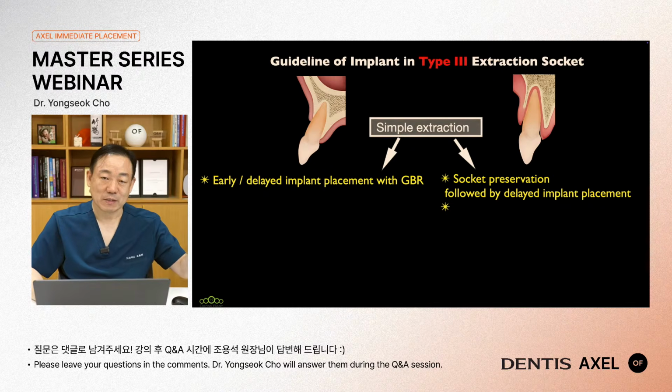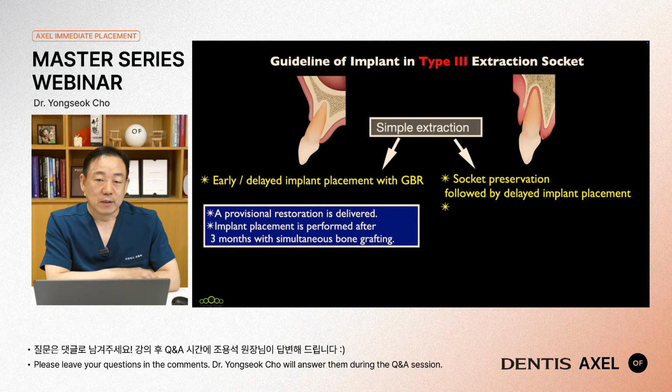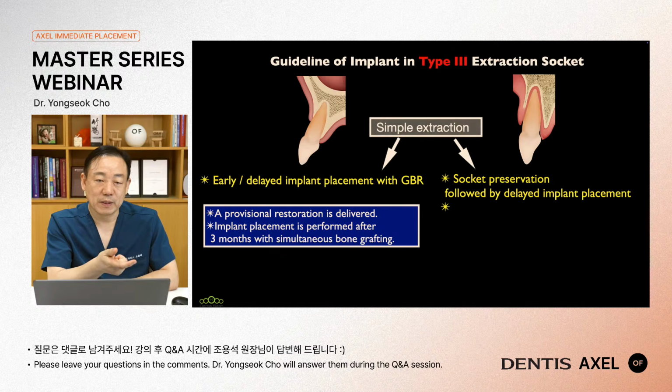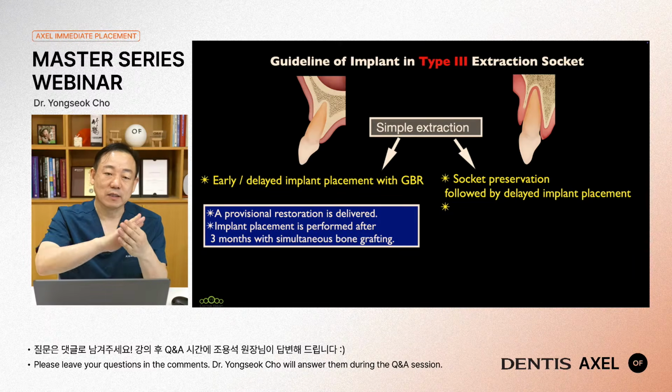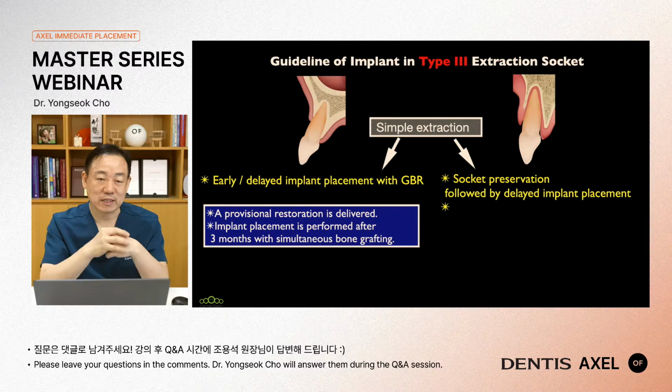On the left side here, after extraction, a provisional restoration is provided with a flipper, or sometimes we cut the existing crown and splint it together to adjacent teeth.